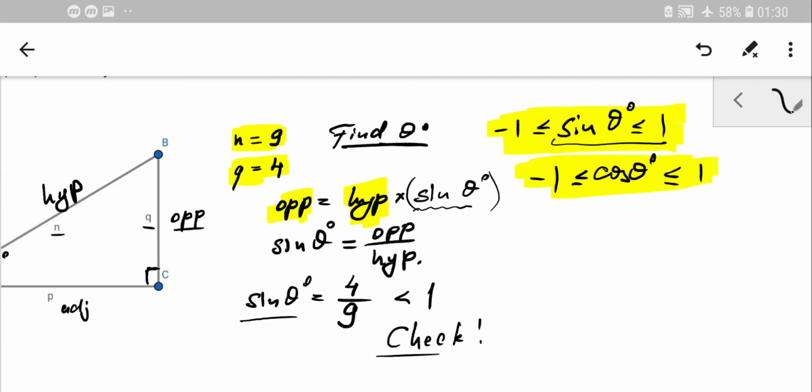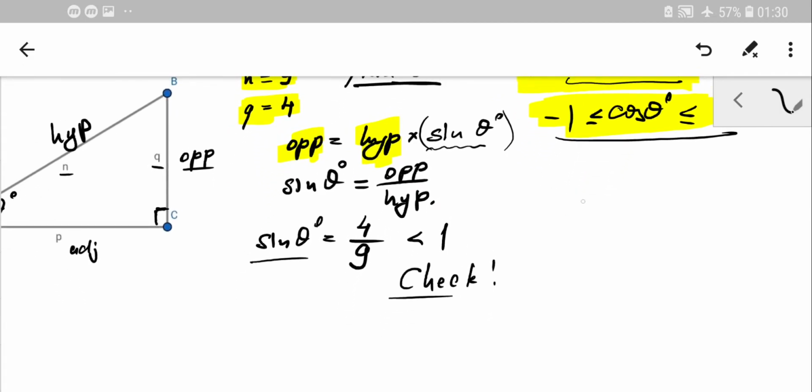So check. If you got 9/4, for example, by chance you divided vice versa, obviously your fraction will be improper. In this case, it will be more than 1. So you need to stop yourself if it's more and say, okay, hold on, sine is less than 1. That's your checking point. Okay, so next up.